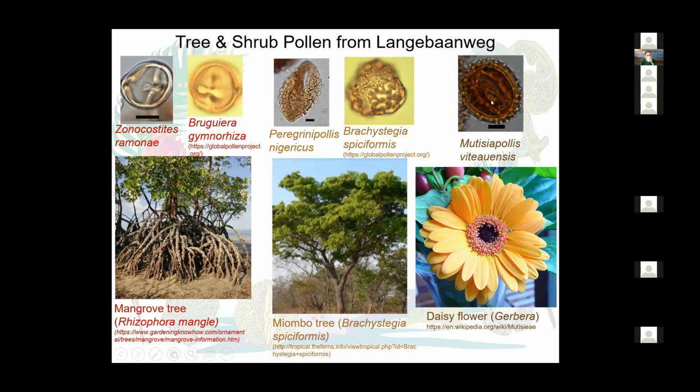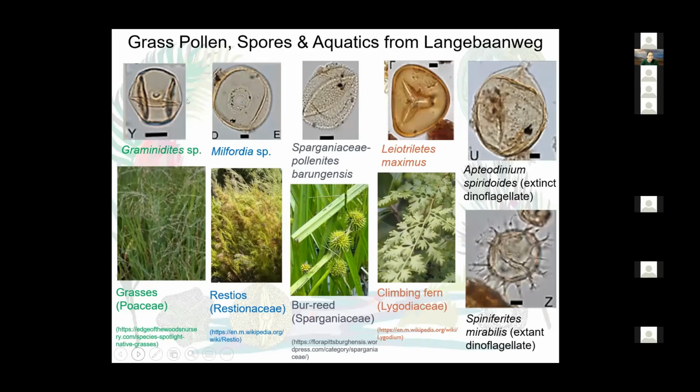And we've also found pollen grains of Mutisia vitawensis, which resembles pollen grains of the Asteraceae family. And we have an example of Gerbera, which belongs to the Asteraceae family. And grass or other terrestrial pollen grains are represented by the grass pollen Graminidites, which can be compared to the pollen grains of grasses. Also found were pollen grains of Milfordia, which can be compared to the pollen grains of Restios or Restionaceae, and Milfordia can be associated with both wetland and terrestrial environments.